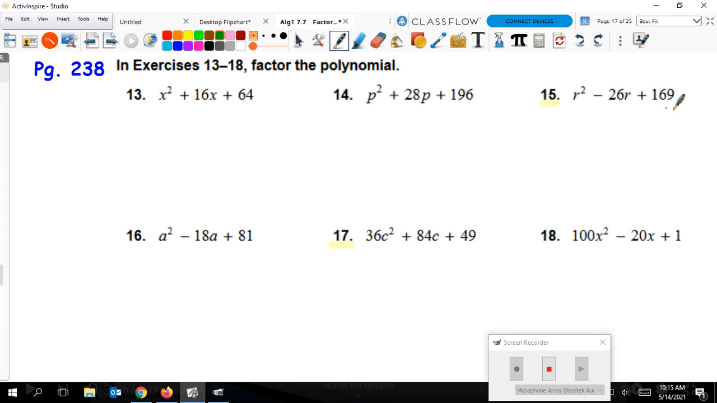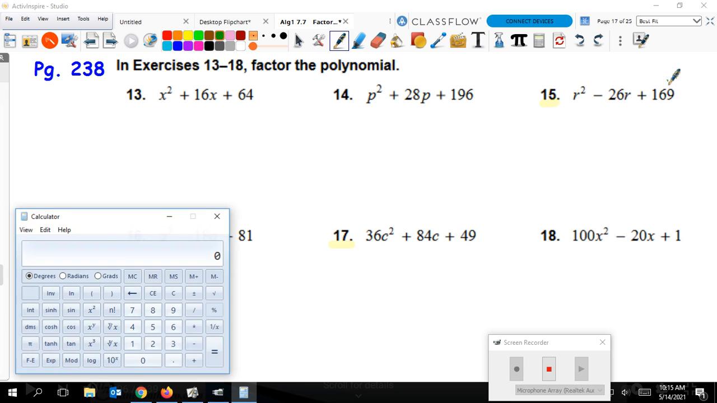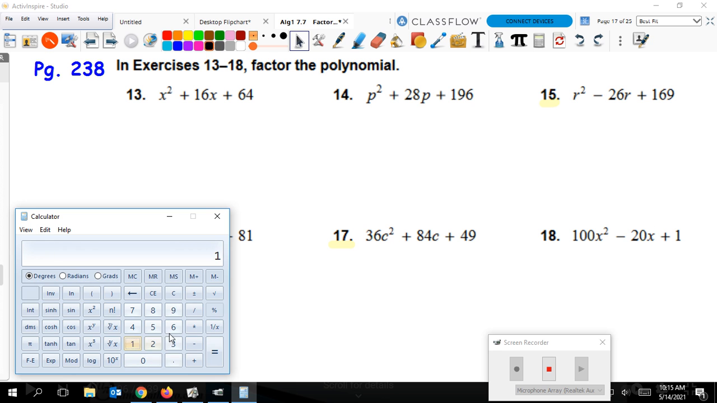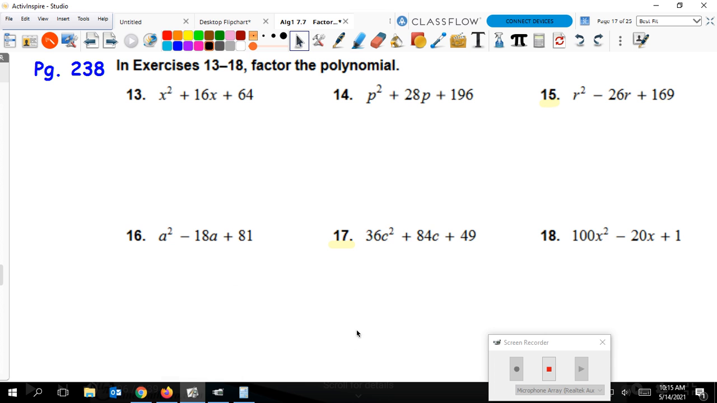So 169, we're thinking of a number that would multiply by itself to give 169. You could take the square root of this as well to see, is it a perfect square? It's another way you can always check to see if it's a perfect square. You can even use your calculator to check that. The square root of 169 is 13, so we do know that's a perfect square for that number. So 13 times 13 is 169. 13 plus 13 is 26.